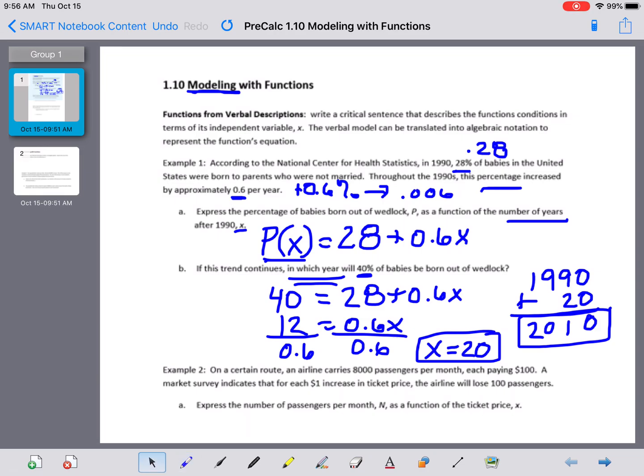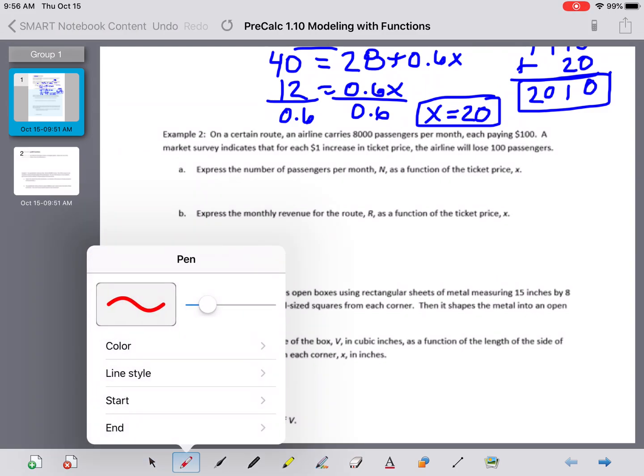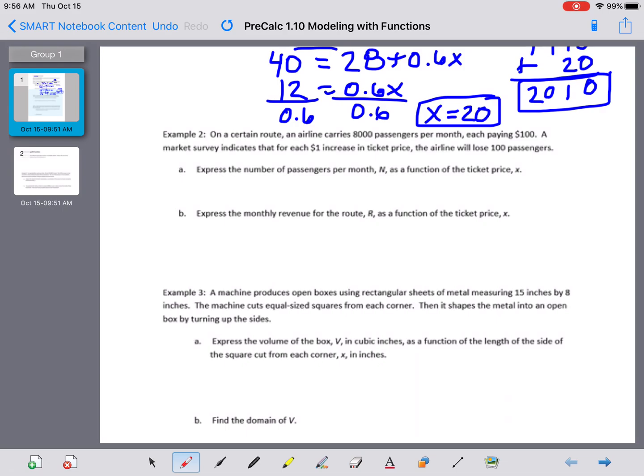All right. Moving on to example 2. I was just peeking here at example 2 because I know sometimes I give this story problem and sometimes I'm like, why did I use 100 twice? It makes it confusing. So make sure you follow what I'm saying here so that you can apply it to the problems you're doing, and I'll try to over-mark it too so you know what this is. Okay. On a certain route, an airline carries 8,000 passengers per month, each paying $100. A market survey indicates that for every $1 increase in ticket price, the airline will lose 100 passengers. Okay, so we're going to model this with a function. Notice the number of passengers, they want it to be n, so we have n of x.